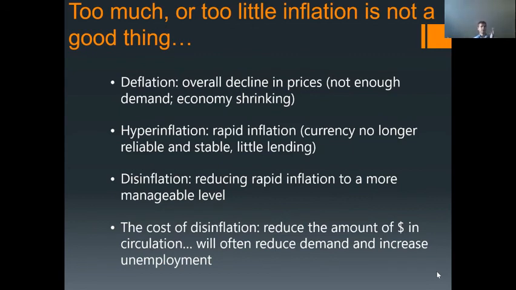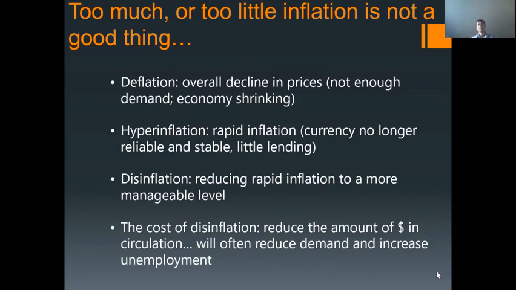Now, when you have hyperinflation going on, you will want to disinflate the inflation. You do want to cause disinflation. So it's reducing your rapid inflation to a more manageable level. So if it's at 10%, you do want to have disinflation to get it down to a more predictable, manageable level for people. Now that does come with a cost.